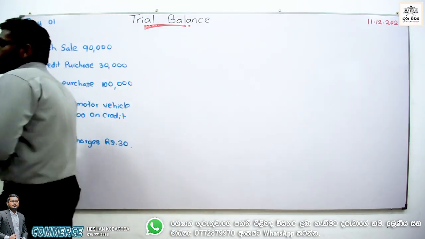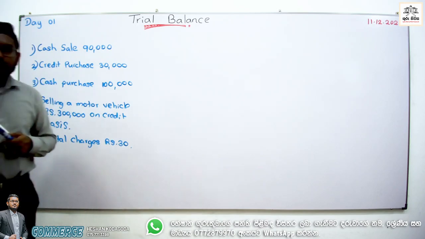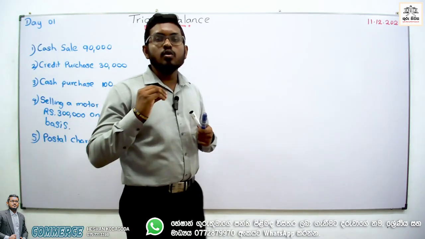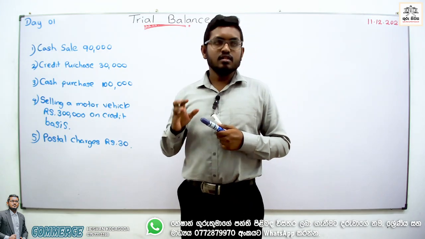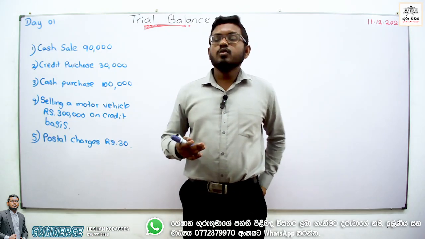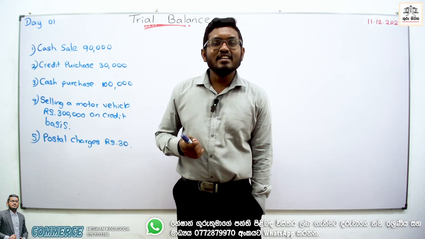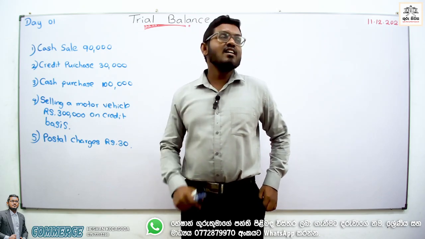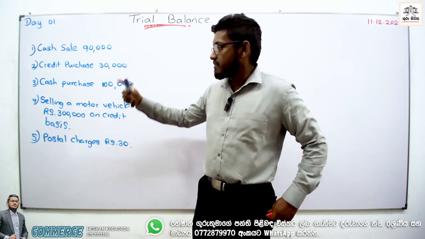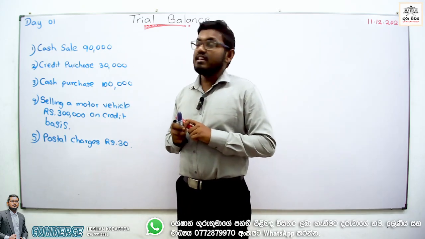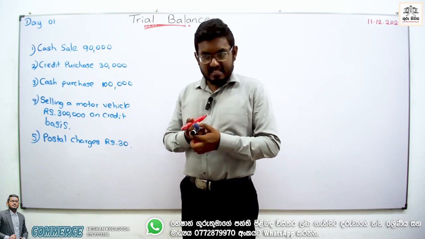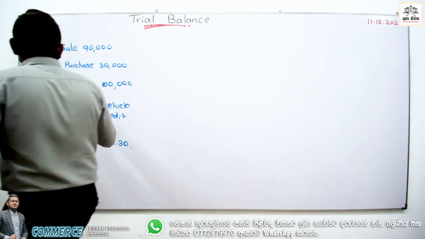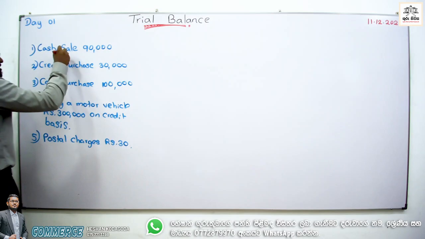So what is the first step? As first, what we need to do? We need to prepare source documents. So I need your support to identify what the source documents are relevant to each and every transaction. First one, cash sale. What is the source document? Receipt. You need to prepare a receipt.